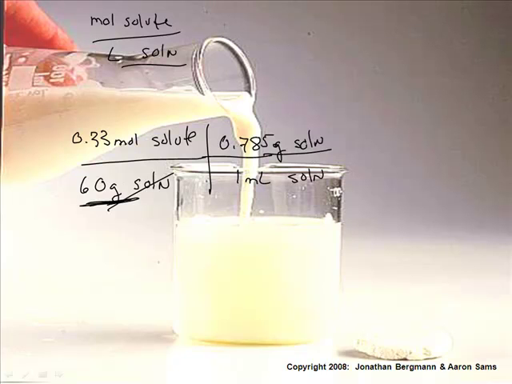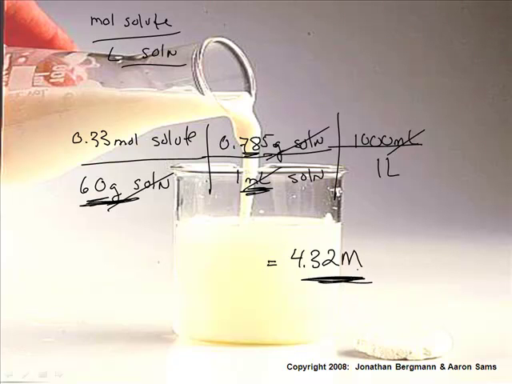Now my grams of solution cancel, and I want it in moles per liter, but I've got milliliters down here, so I can say there's 1,000 milliliters in 1 L. And my milliliters cancel, and I now have moles per liter. So you take 0.33 divided by 60 times 0.785 times 1,000, and you get a 4.32 molar solution. 4.3, I guess, with sig figs. So 4.3 molar solution.